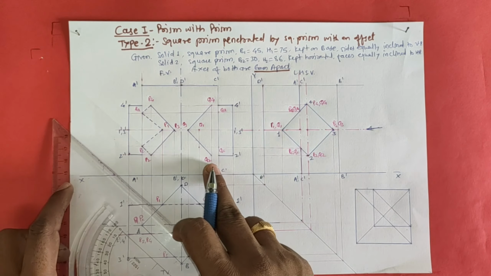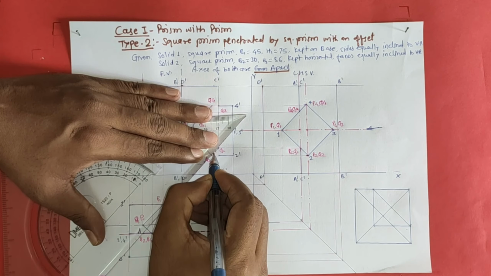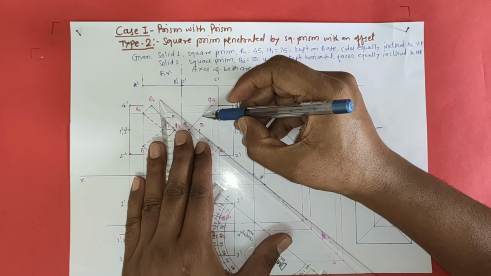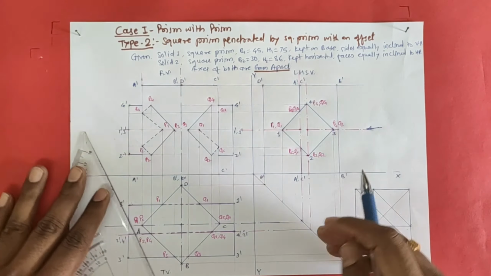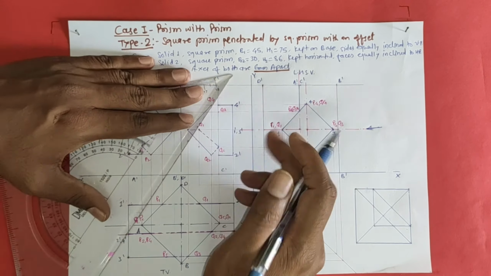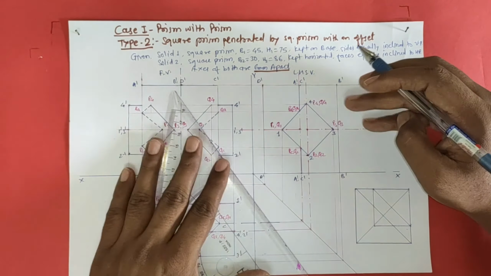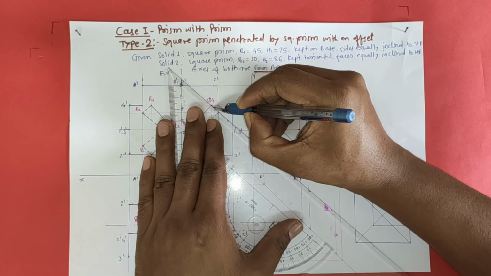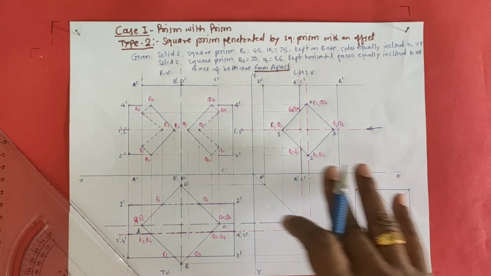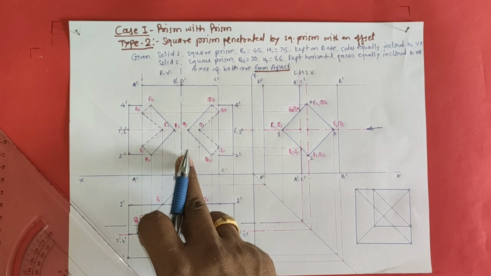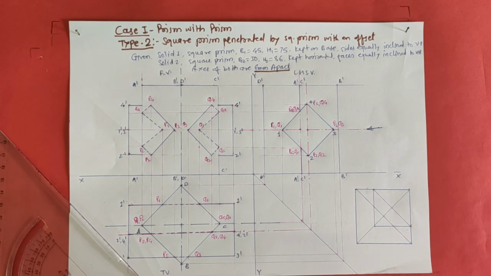Again join the Q points. So Q2 to QC hidden. Then next QC to Q1 hidden, Q1 to QA hidden, and QA to Q4 it is hidden. Okay, so we have joined all the 8 points in the front view.